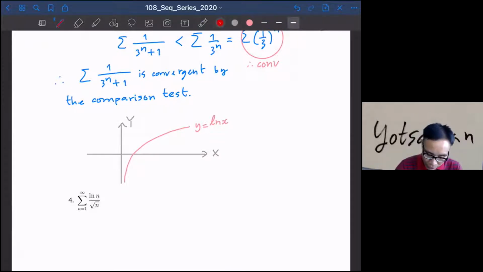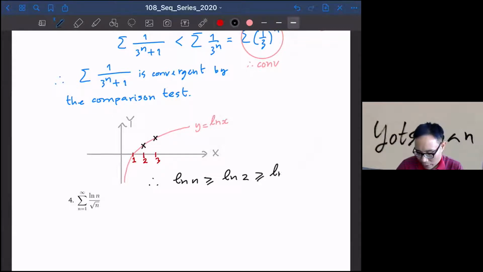Okay, and you see log 1 is equal to 0, and log 2 is somewhere here, then log 3, 4, 5, and so on. So you see that from this you get log n is more than or equal to log 2. Okay, so log 1 is 0. This guy is log 1.